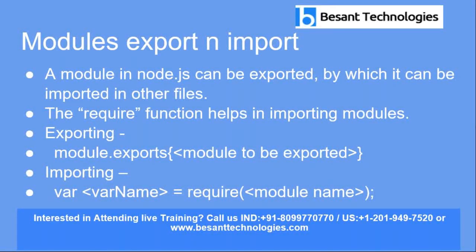The module export and import concept is available in Node.js. In a project, we write code in multiple files, and we have to use the code of one file from another file. So we go for export and import concepts. A module in Node.js can be exported so that it can be used in other files. The require function helps in importing modules. Exporting a module is done with module.exports and the module name. To import a module, we give a variable name equal to require of the module name.